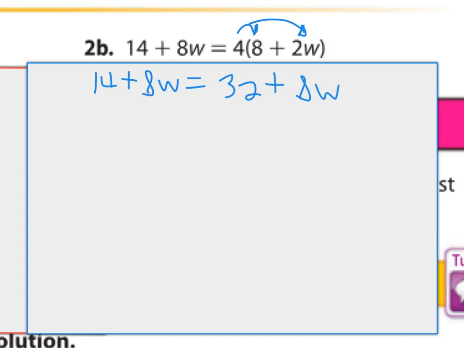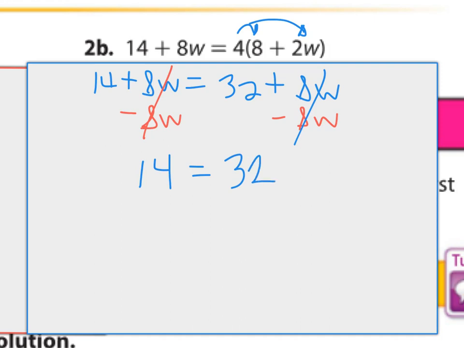Now I see that I have 8w and another 8w. I don't have one coefficient that's greater than the other. So let's just go ahead and remove the 8w on both sides. And that's gone. So on one side, I'm left with 14 equals, on the other side, I'm left with 32. But 14 will never equal 32. So our answer is null, which means there is no solution.